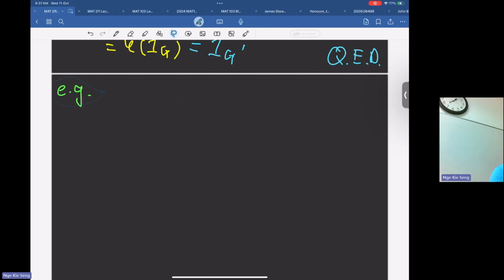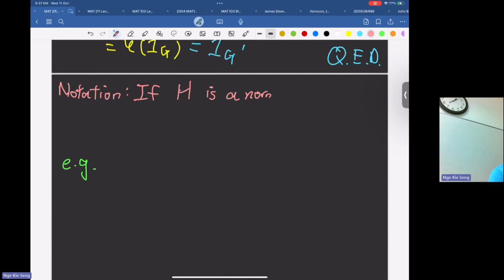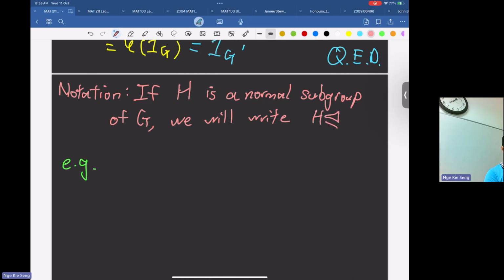I think we need to introduce some notation. If H is a normal subgroup of G, we will write H is less than or equal to G, but we'll put a triangle here. Normal subgroup of G.